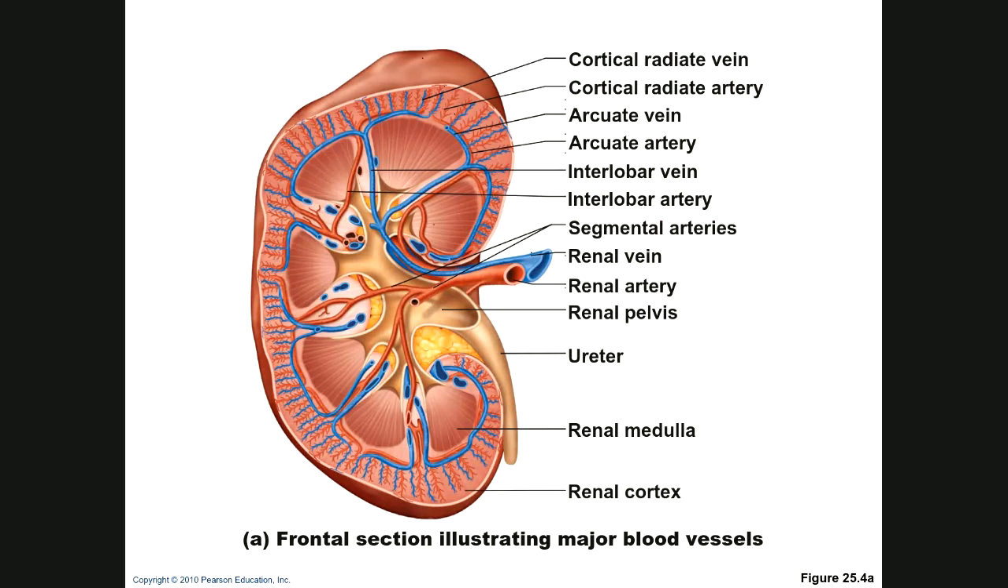Okay, the circulation. We start off with the aorta and then goes into the renal artery, and it goes into the interlobar arteries here, the arcuate arteries, cortical radiate arteries, cortical radiate veins, interlobar, I left out interlobar artery here, sorry, interlobar veins, segmental arteries. Eventually we have our renal vein.